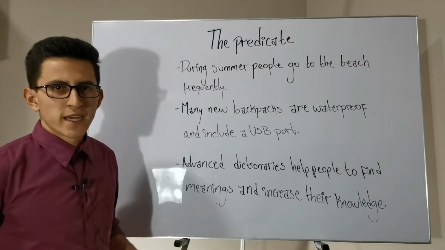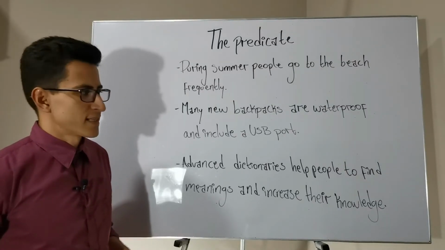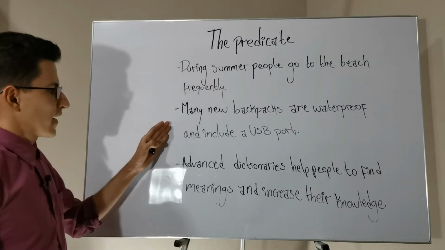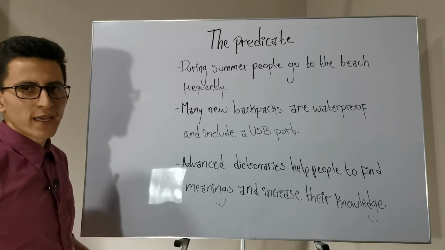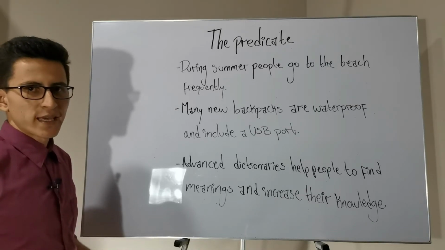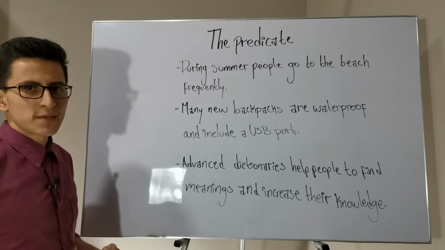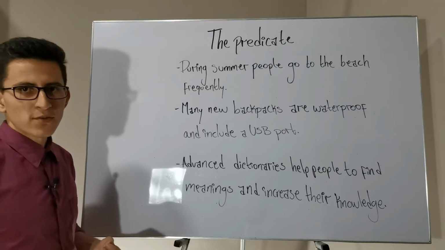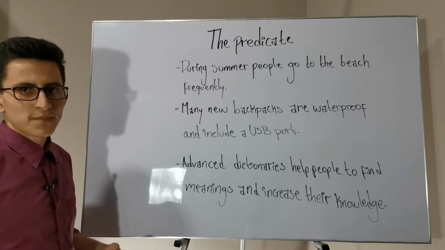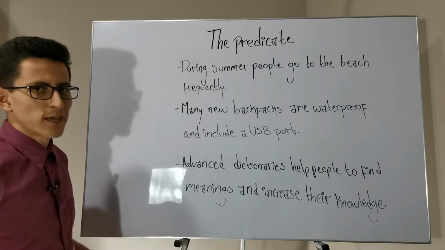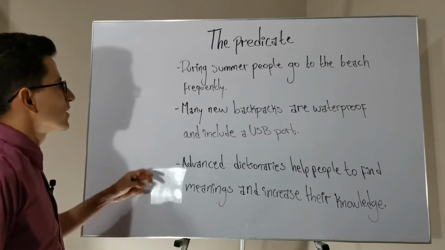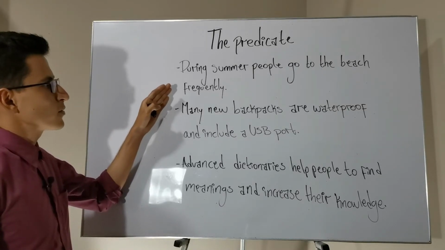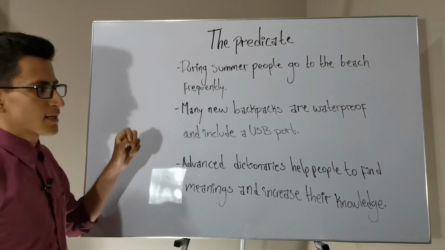Before we finish, let's have a small practice. Here I have three different sentences. We will try to find the simple predicate, the compound predicate, and the complete predicate in each of them. Let's start with the first one. During summer, people go to the beach frequently.